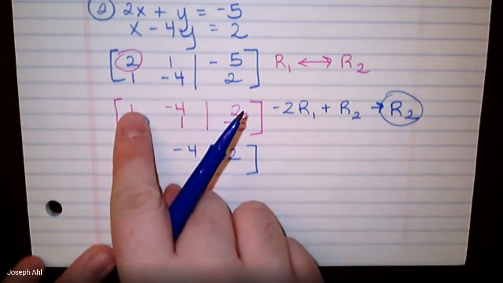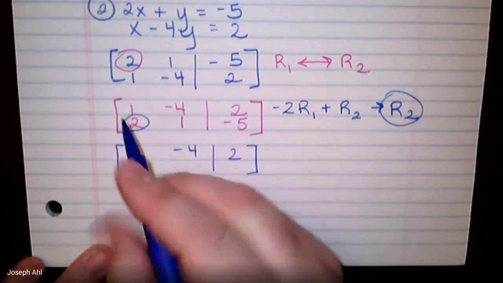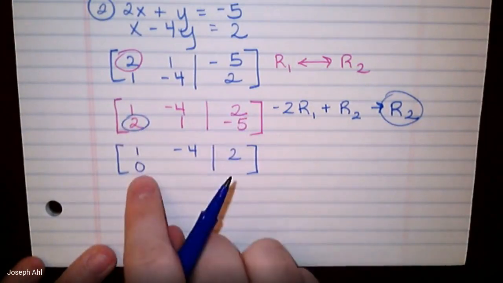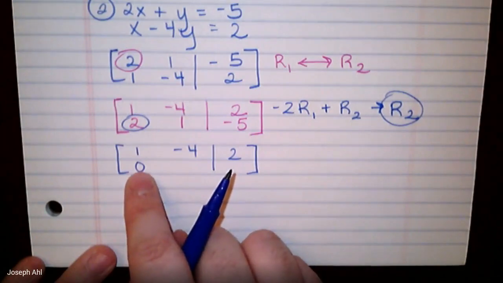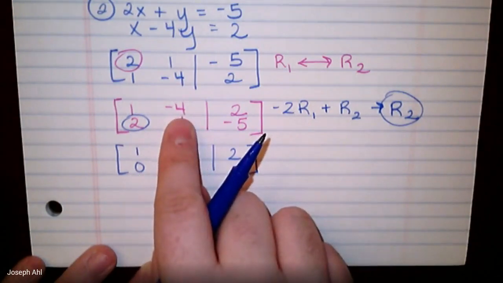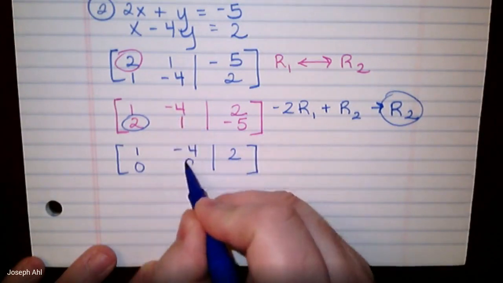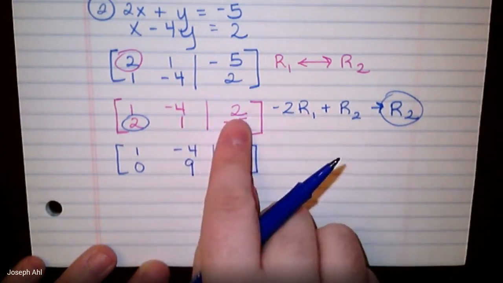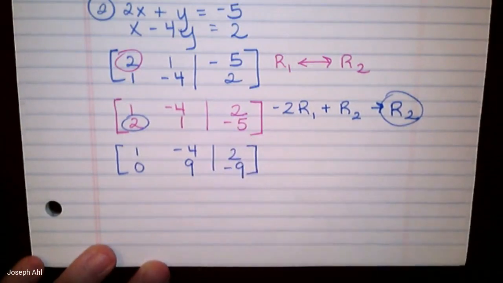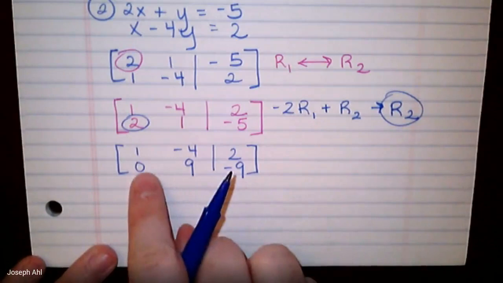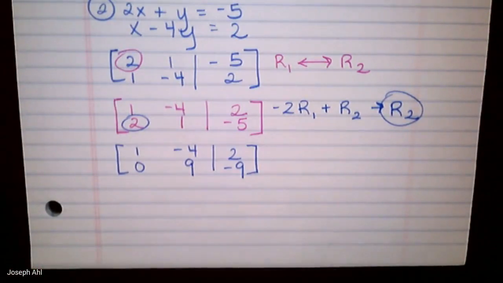So -2 times 1 is -2, plus that 2 below it is 0. If that's not a 0, we definitely did something wrong. That was the whole goal. Make that a 0. Keep going with that, though. -2 times -4 is 8, plus the 1 below it is a 9. -2 times this 2 is -4, plus the -5 is a -9. So I successfully made that into a 0.